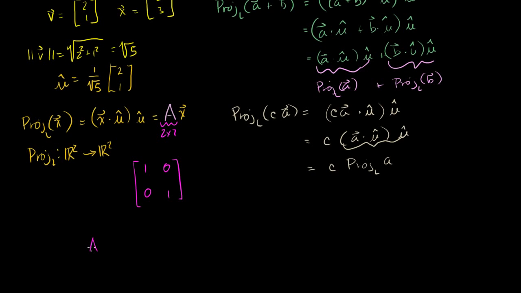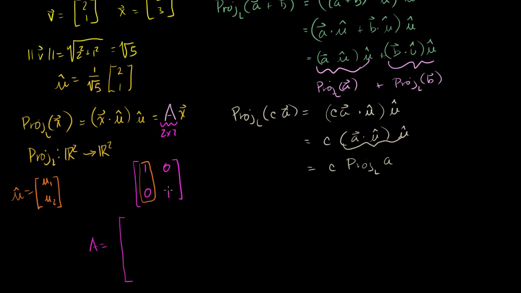So A's first column is going to be equal to the projection onto L of this thing right here. Let me do it in this orange color. What is that going to be? That is going to be this dot u. Let me write my u. Let's assume that my unit vector u can be rewritten as u1 and u2, just like that. What I need to do is take this dot my unit vector. Let me write this on the side.